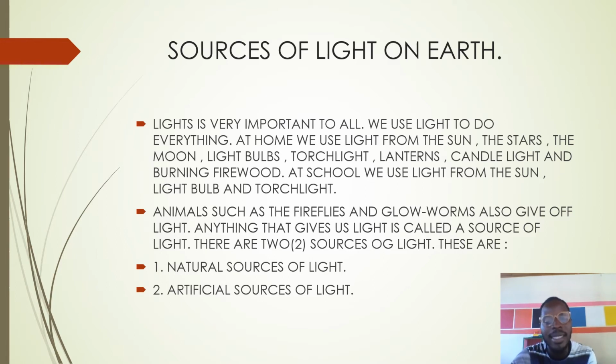Anything that gives us light is called a source of light. So if I ask you, what is a source of light? A source of light is any medium or anything that gives us what? Light. Anything that gives us light is called what? It's a source of light. There are 2 sources of light. These are natural sources of light and artificial sources of light. So you have 2 major sources of light, natural and artificial.